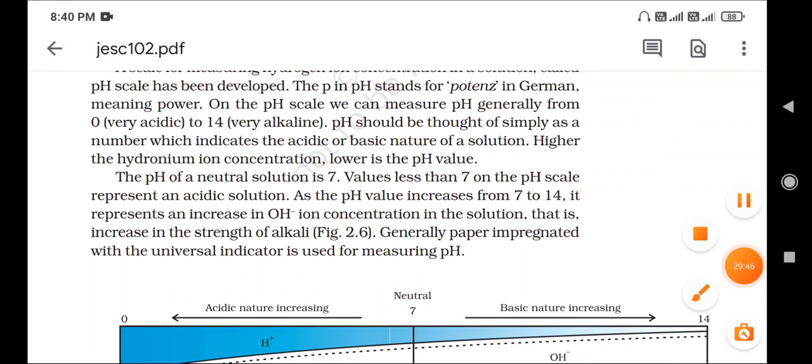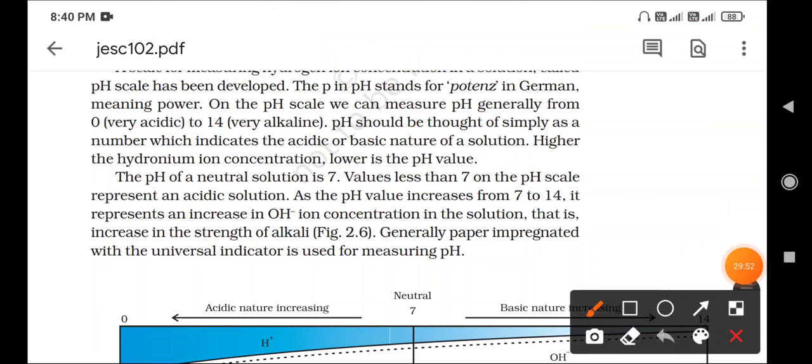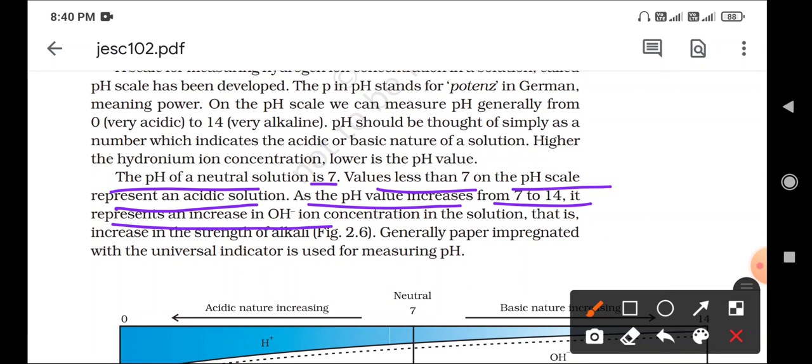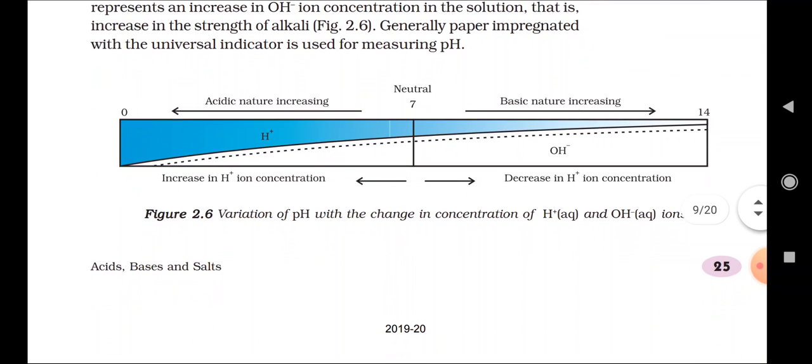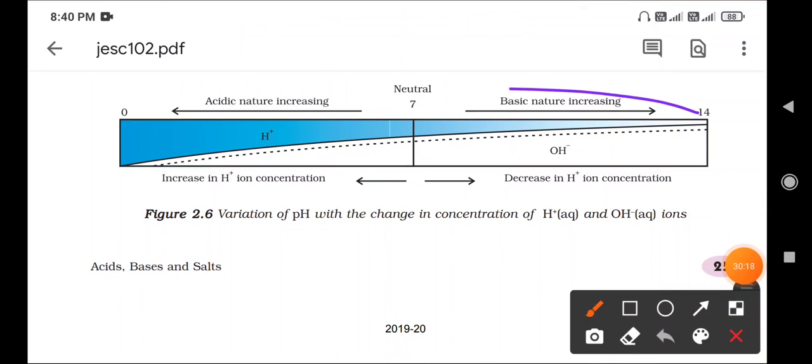This is the simple acidic or basic solution. So the pH of a neutral solution is 7. A value less than 7 on the pH scale represents an acidic solution. The pH value increasing from 7 to 14 is called a basic solution, that is, an increase in the strength of alkali. Generally, paper implemented with the universal indicator is used as the measuring scale. So this is the simple measuring scale that measures pH.